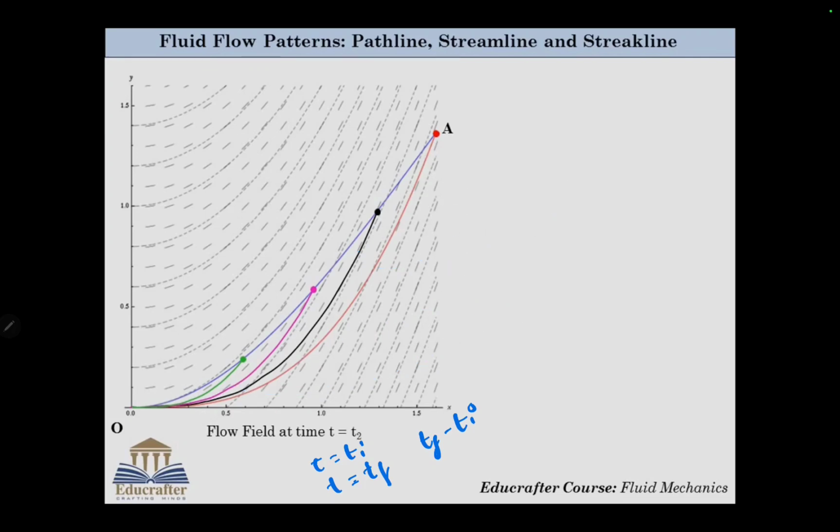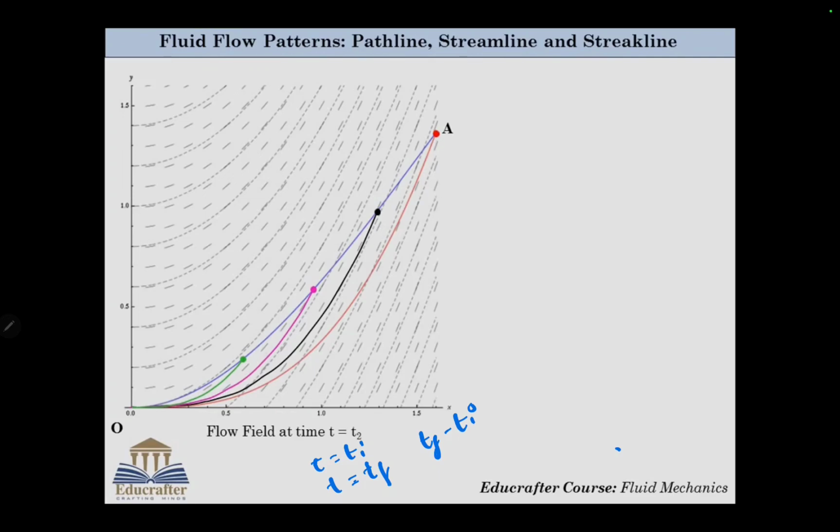Okay, the streamlines are these gray dashed lines. Okay, they are telling me what the flow field is at a fixed point. So let's say if this is a fixed point, what is the flow field at this point? So these are the streamlines. And what is the streak line? Like I said before, the streak line is found by joining these particles.